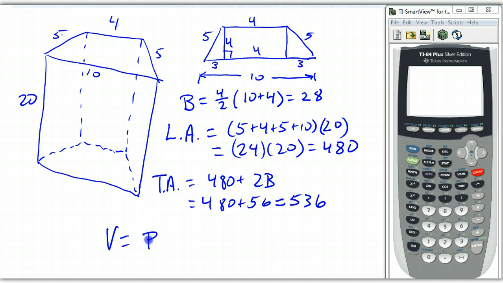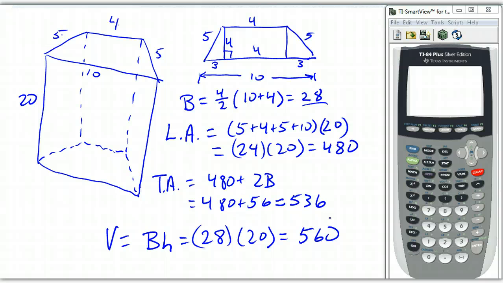And one more thing, our volume. Volume is the area of the base times the height. Well, the area of the base is 28. Our height is 20. So that's going to be 560. And that's how you find lateral area, total area, and volume of a right prism.